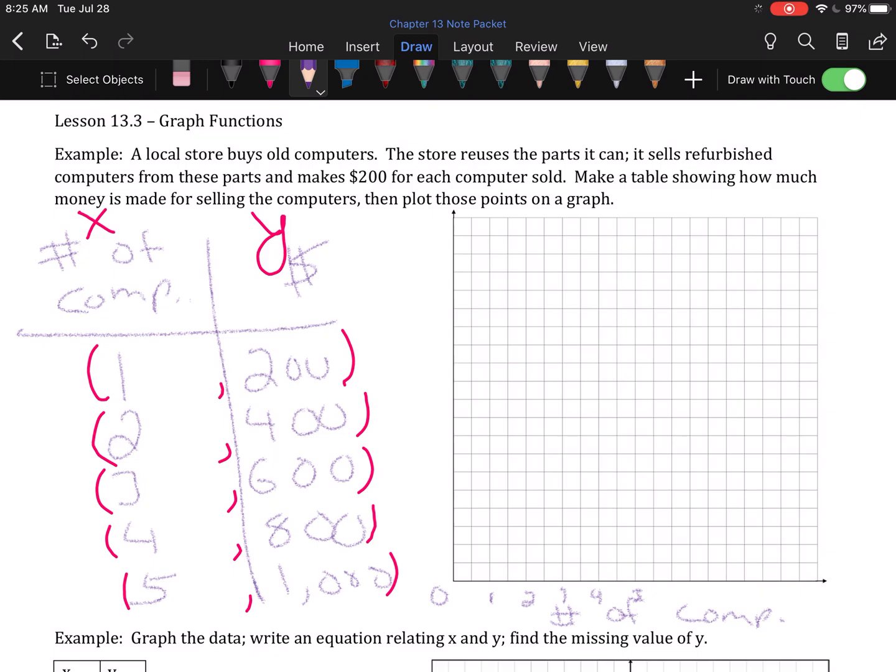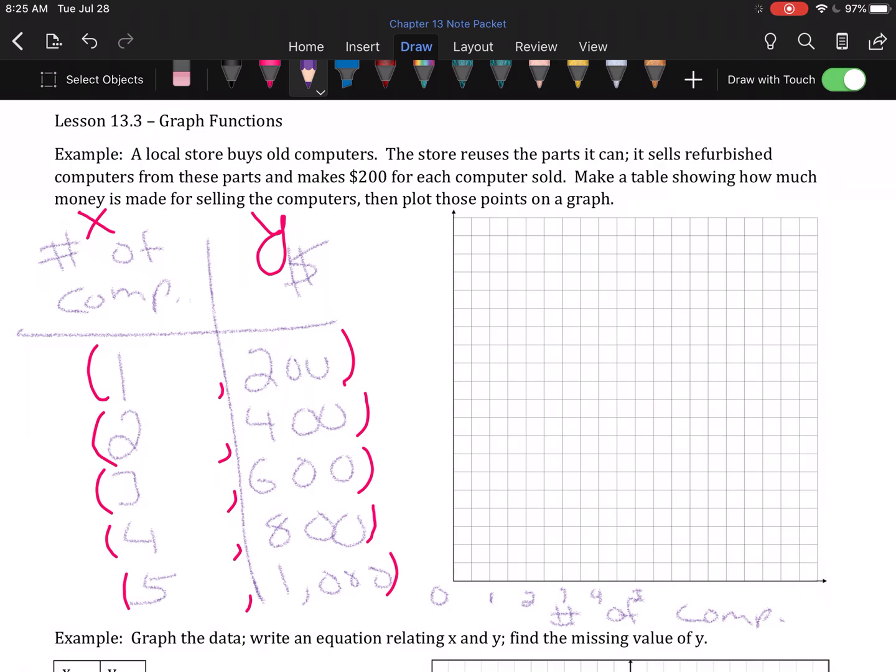The problem really comes in counting up the y-axis for money, because I've got 200, 400, 600, 800, and 1000. I cannot possibly count by 1 and fit that on this graph. I couldn't even fit 1,200 on this graph, the first point, if I counted by ones. Instead, I probably need to count by 100s.